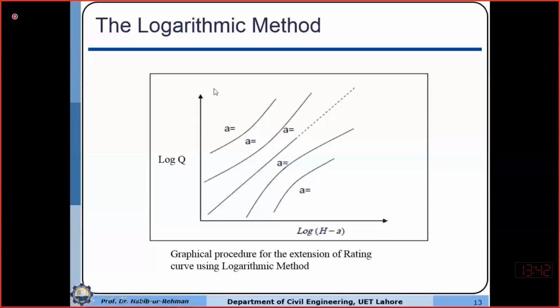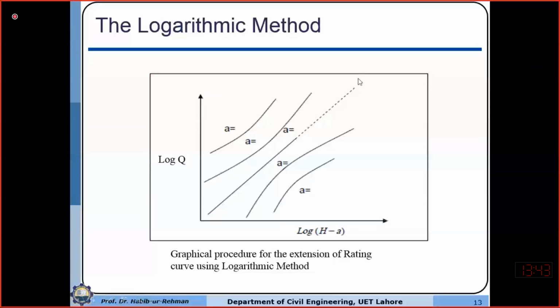So in this way, using this logarithmic method, plotting a graph between log of q and log of h minus a, achieving a straight line and finalizing that value of a, you can find the discharge for the extended stage value.